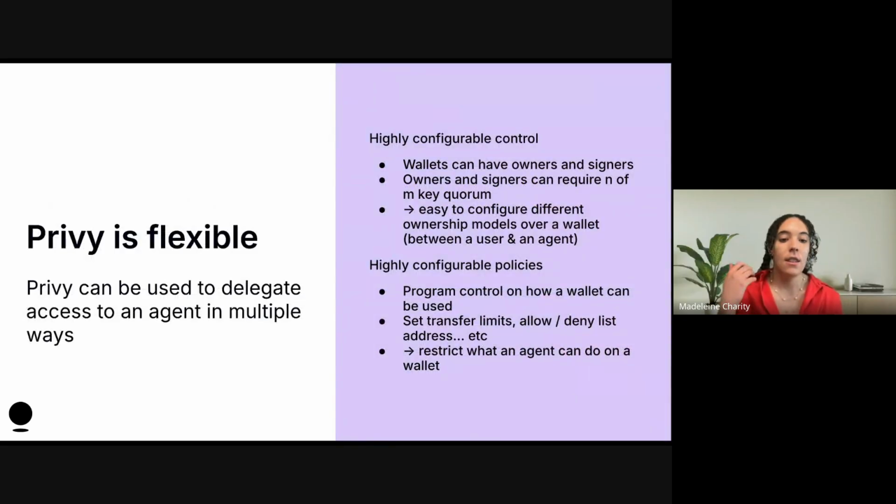And then why Privy again is that Privy is really flexible. I talked about this at the beginning, but being able to configure ownership over a wallet in a very flexible way. Wallets can have owners and signers, where the owner has total control and signers have scoped permissions. You can configure it so a wallet needs multiple keys or actors to submit a request. And it makes it really easy to configure different ownership models over a wallet.